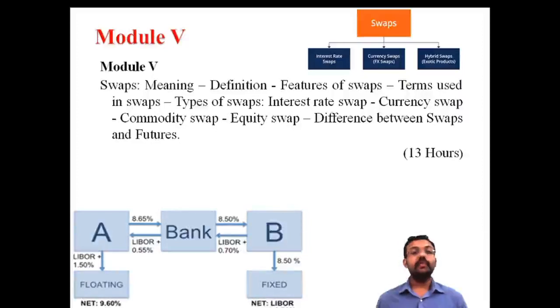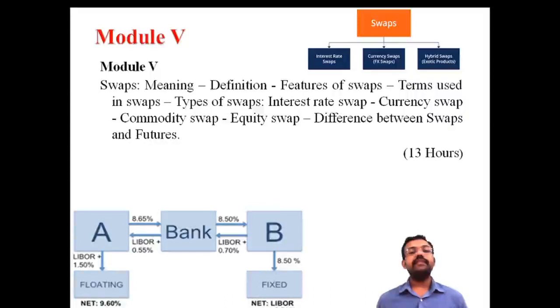So the module will discuss what you mean by swap, its definition and features, that is the characteristics of the swap, the terms used in swap, and the types of swap, like the interest rate swap, the currency swap, commodity swap and equity swap. And what is the difference between the swap and the futures? These are the basic contents regarding the fifth module. That means a swap contract is an exchange, exchanging the cash inflow between the persons. That is known as the swap.